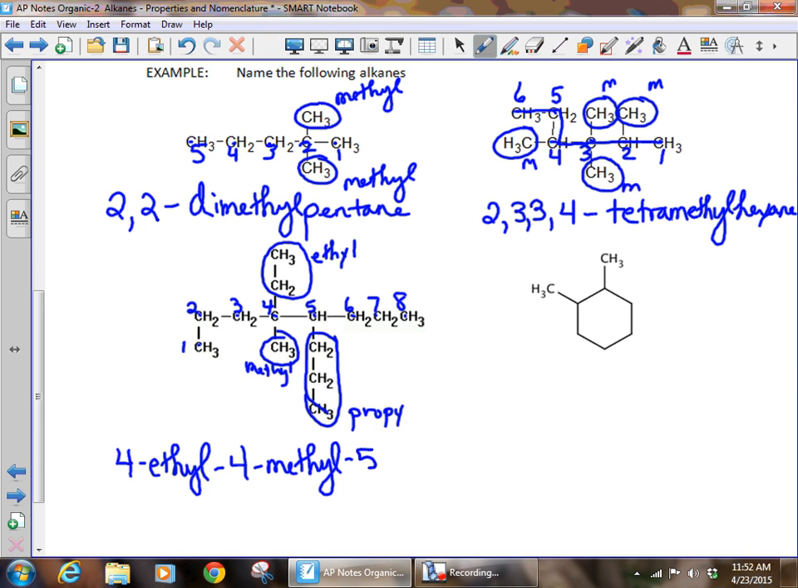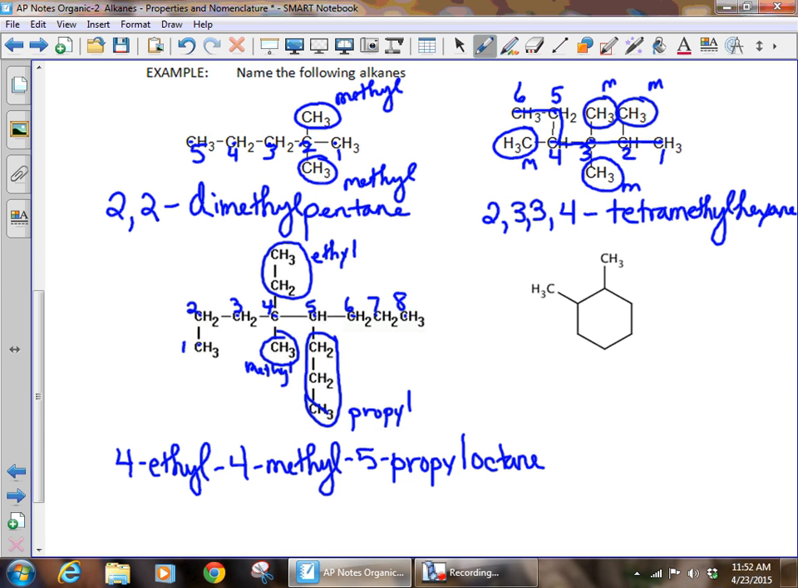5 for the propyl. I should have put an L on there. 5-propyl. A little long on my L. So 4-ethyl, 4-methyl, 5-propyl, and the last part of it, since there are 8 carbons, is going to be octane. So hopefully that's what you got. Maybe not, because that one was a little bit tough.